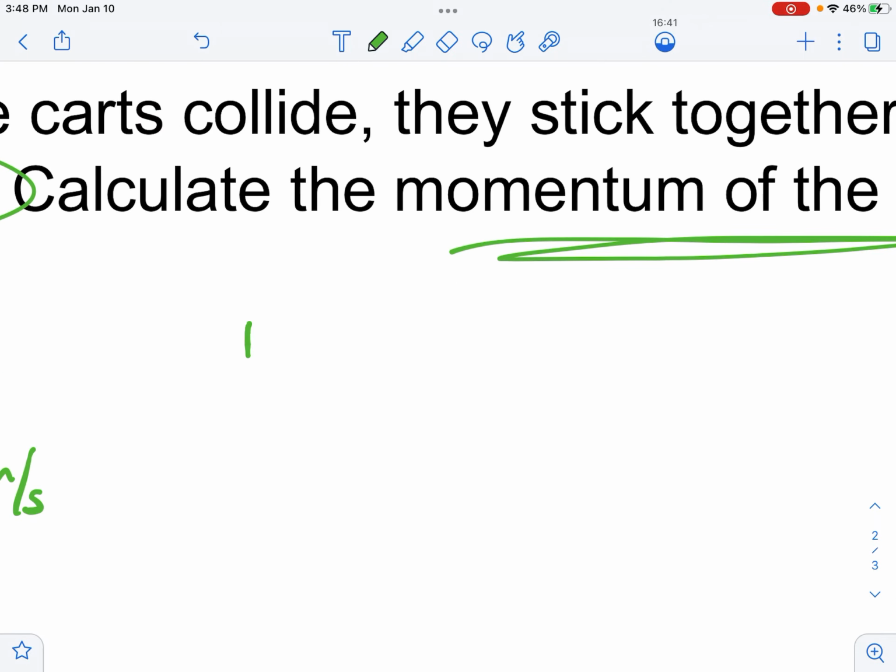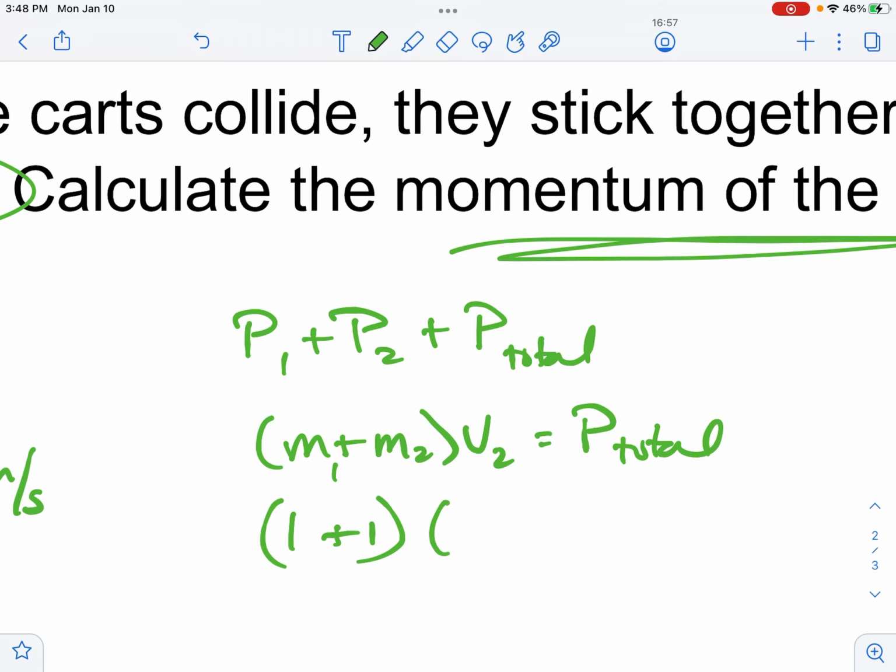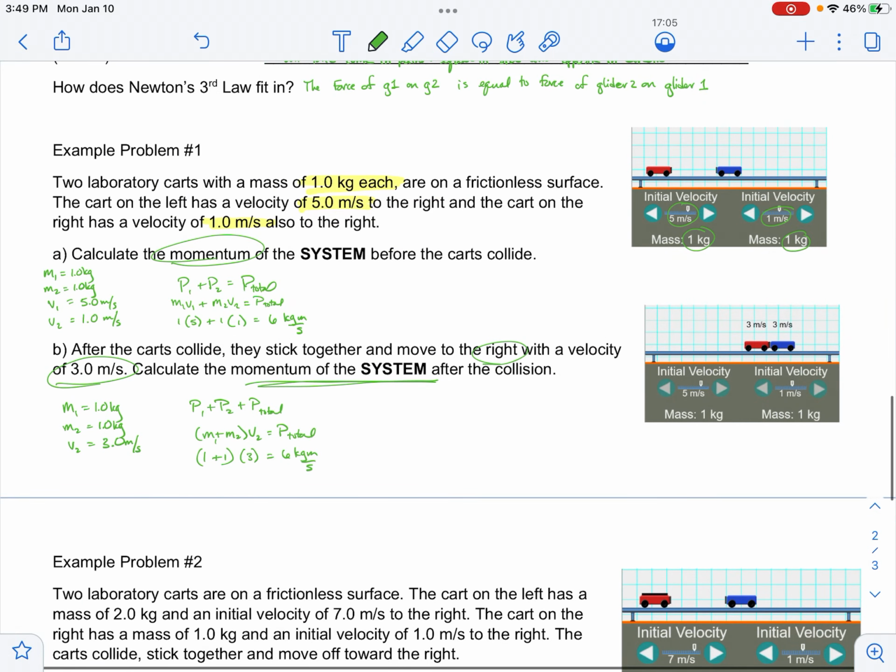So I'm going to say the momentum of 1 plus the momentum of 2 gives me the total, but this time I know they're stuck together, so my formula looks a little bit different, right? And so I can say 1 plus 1 times 3 gives me 6 kilogram meters per second, which is exactly what it should give me. So that's wonderful. Isn't it nice when it works out the way you want it to?